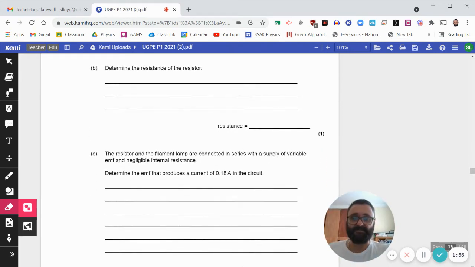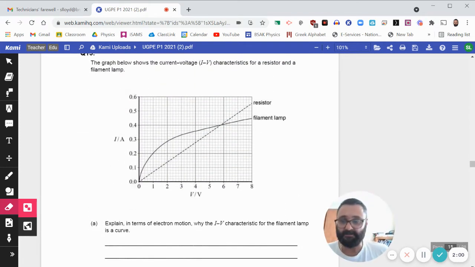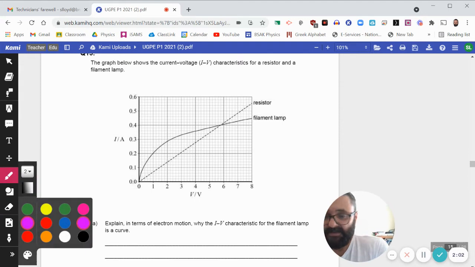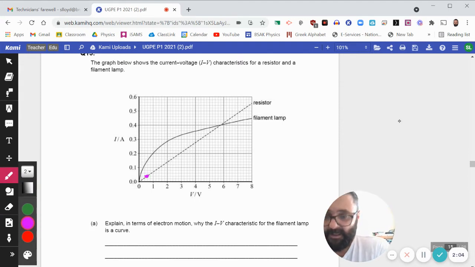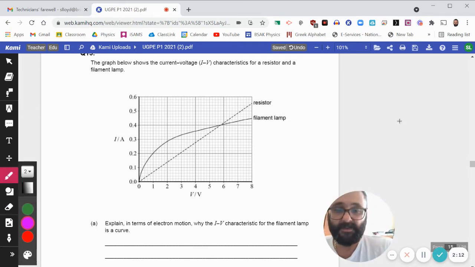Determine the resistance of the resistor. It's the gradient, isn't it? So how should we find the gradient? Should we go for a point here? No. Go big. Right, let's go with this point here. I reckon that's definitely halfway between 0.5 and 0.6, and it's a voltage of 8 volts.